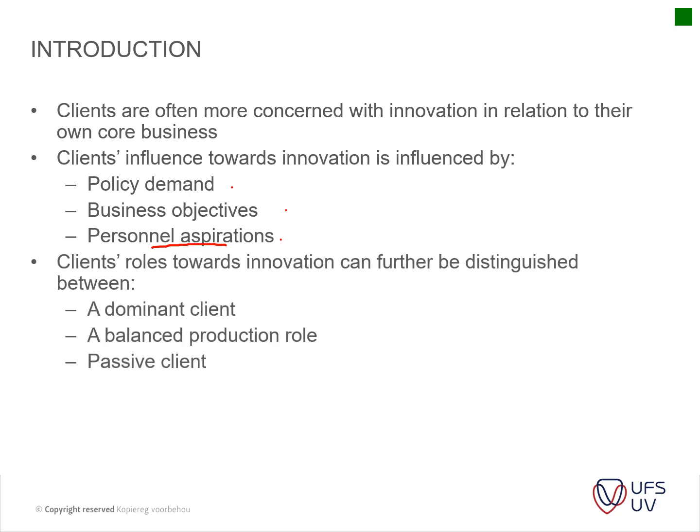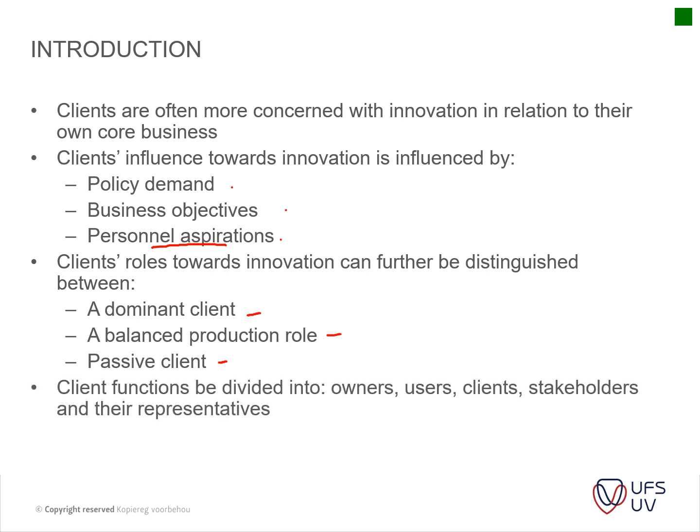Okay, then clients' role towards innovation can further be distinguished between a dominant client, balanced production role, and a passive client. Okay, and we'll embroider a little bit on that later on. The client's function can be divided into the other owners, users, clients, stakeholders, and their representatives. So I think most of you guys understand that.